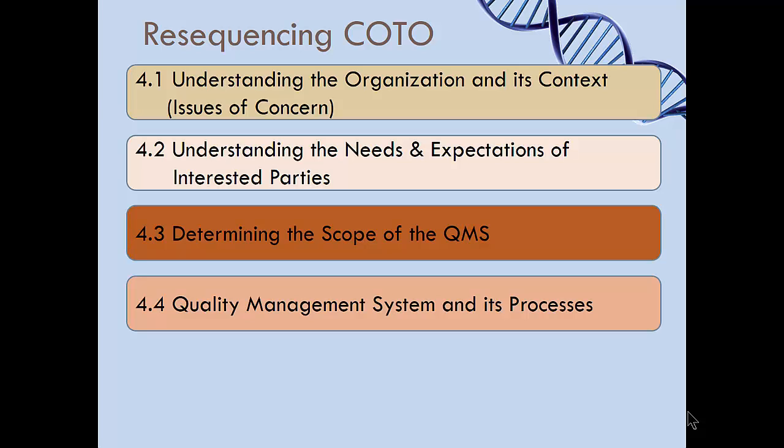You don't skip around in the middle and then go to the beginning and then go to the end and then back to the beginning. But TC-176 doesn't know that. So they have all the clauses out of sequence. So we have to resequence COTO. And we do that as follows.